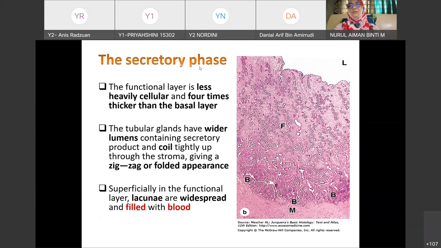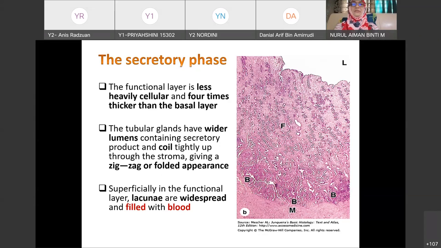Okay, once it becomes the secretory phase, the functional layer is less heavily cellular and 4 times thicker than the basal layer. You can see here the basal layer, the density of the cell population in between the glands is higher compared to the functional layer. The basal layer stains a little bit darker compared to the functional layer. The functional layer is 4 times thicker than the basal layer, and less heavily cellular, so you can see the cellular region just by looking at the staining. The density of cells in between the glands is not that high compared to the basal layer. So tubular glands have wider lumens, containing secretory product, and coil tightly up through the stroma, giving a zigzag or folded appearance.